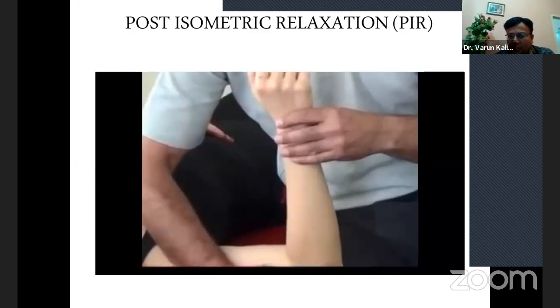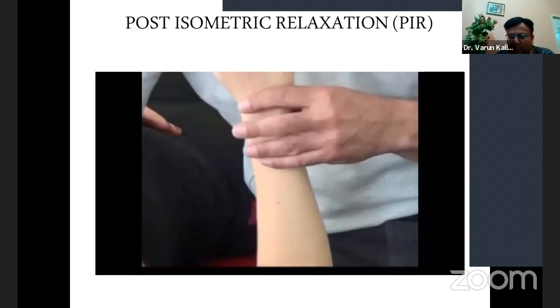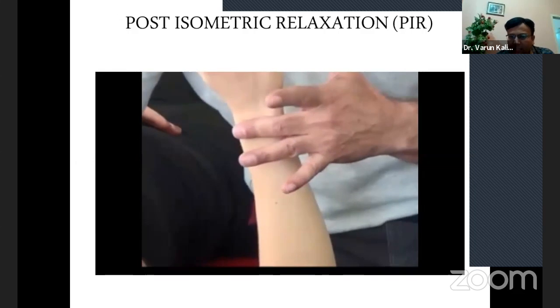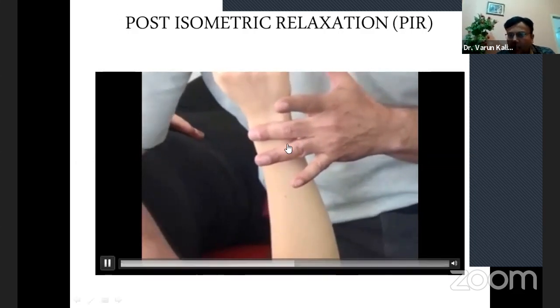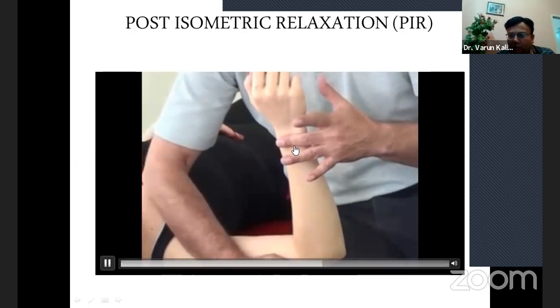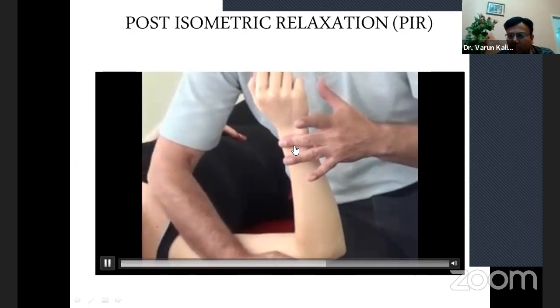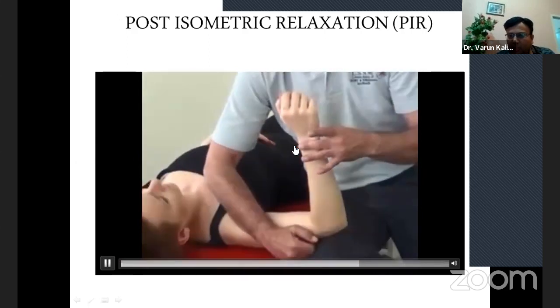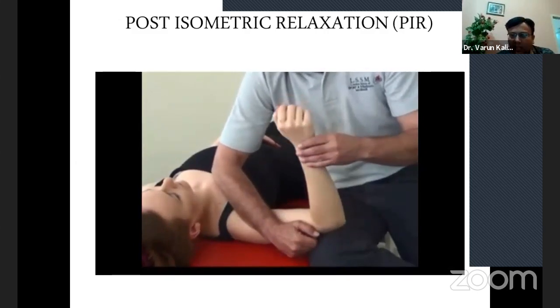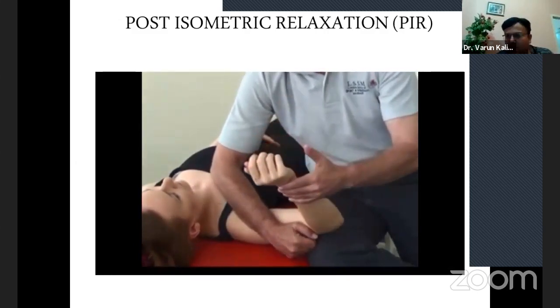So in this technique, the patient is in supine lying with the shoulder in 90-degree abduction, and the therapist holds the forearm at the lower end from the dorsal side and asks the patient to go for external rotation of the joint, and the therapist gives resistance. After a hold of 10 to 15 seconds, the therapist asks the patient to relax and go for external rotation to gain new range. In this way, we can apply PIR in the patient.